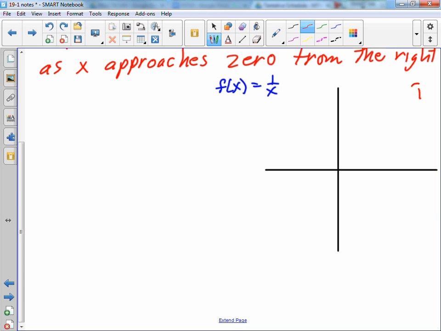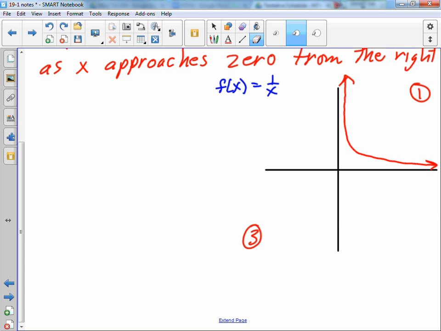Okay, in quadrant 1, what does it do, Tucker? Okay. Goes like that. And then it goes to quadrant 3 like this?